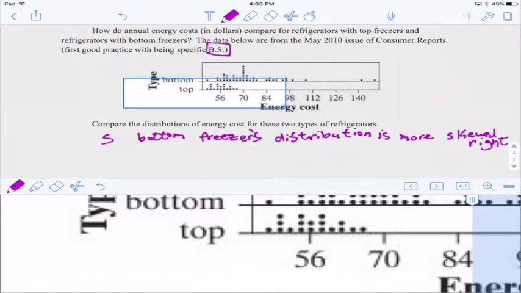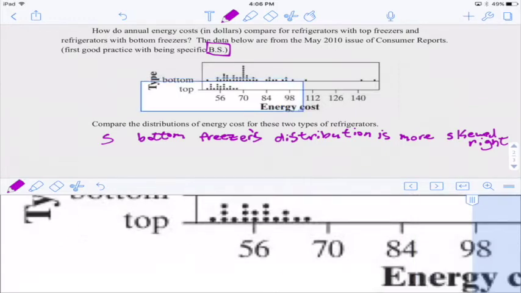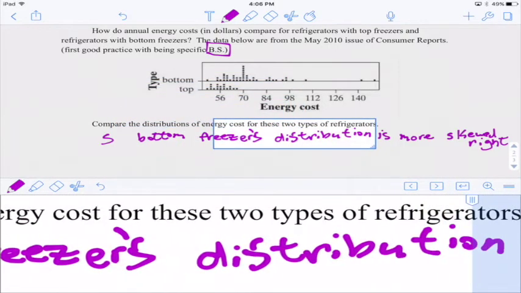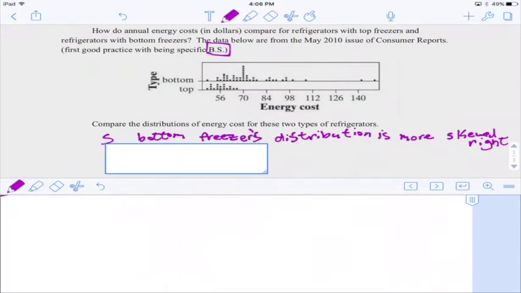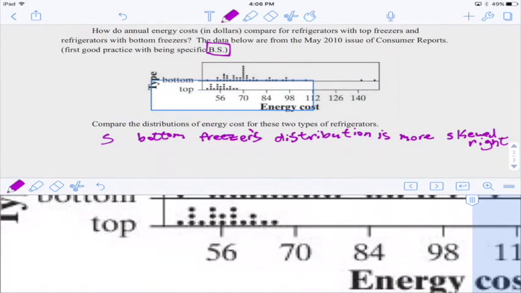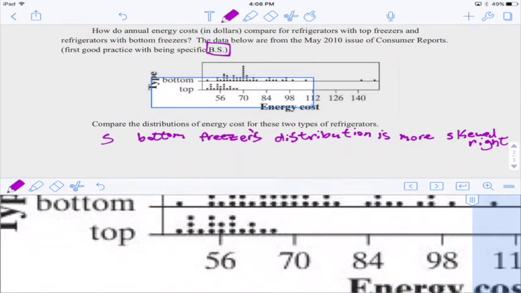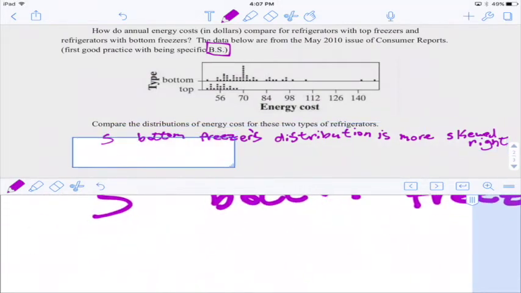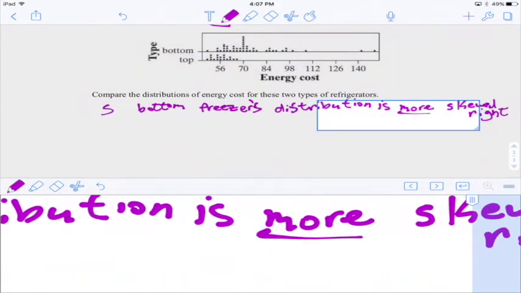On the AP test last year, it looks like people knew the material, but when they were writing, they were not as specific as they needed to be. And that's where you lose some points. So the top freezer distribution is more symmetric. But what I said here is enough. These comparing words, more or less, about the same, are really important.